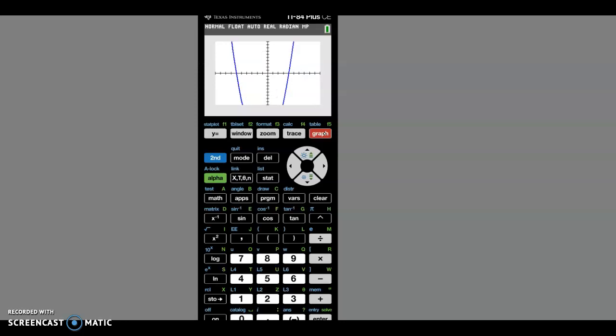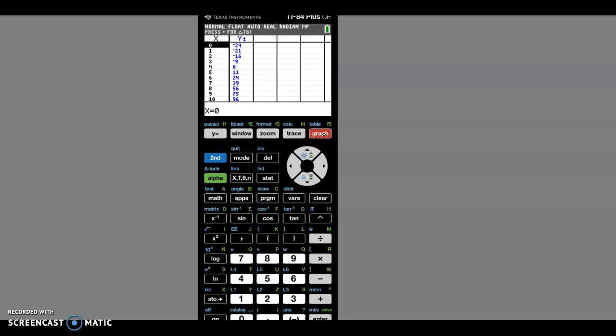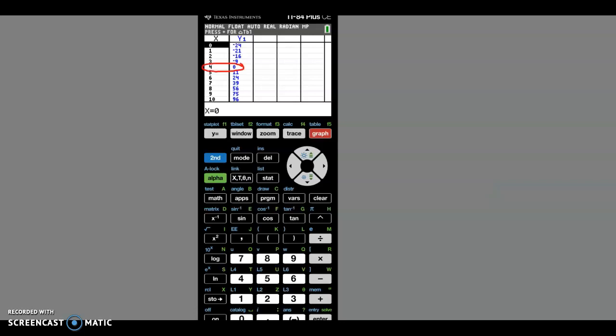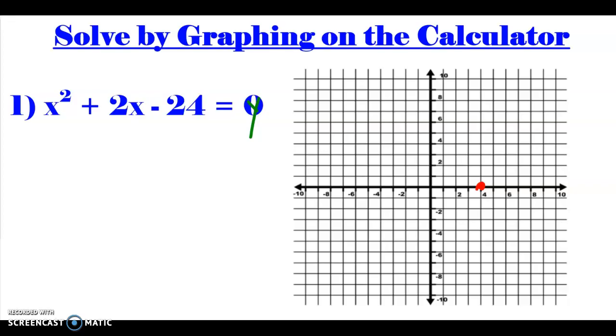So I can go to my table then. If I go second graph, I can get to the table, and I can see I'm looking for where y is going to be 0. So there I have a point of 4, 0. I know I'm at 4, 0. From 4, 0, it's going up forever, right? From there, it goes to 11, 24, 39. Holy cow. So from there, it's going up forever.